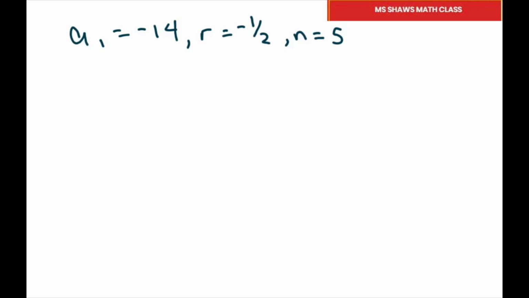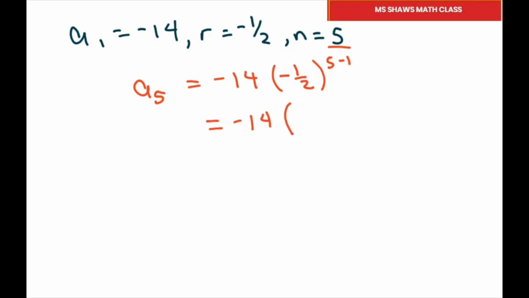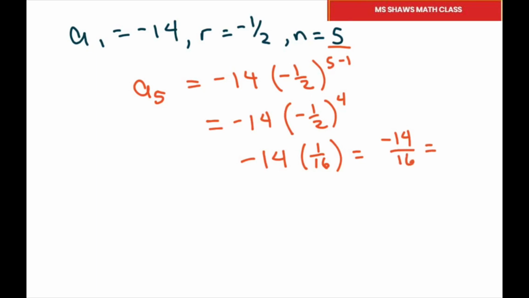So let's do the same thing. Our nth term, which in this case they want to be 5, is your first term times your common ratio to the 5 minus 1. So this is going to equal -14 times -1/2 to the 4th. So it's going to be -14. It's going to end up being positive. So 2 to the 4th is 16. So our final answer is -14 divided by 16, which equals negative 7 divided by 8.